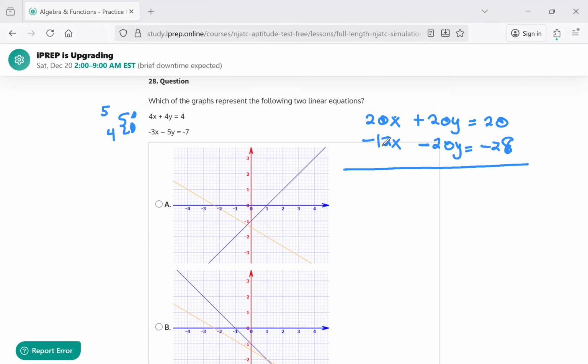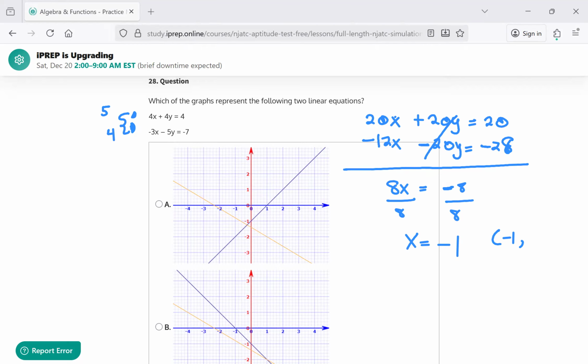Okay, add them up. Well, 20x minus 12x is 8x. The y's cancel, that's what we want. And then what's 20 minus 28? That is negative 8. Divide this by 8. Divide this by 8. You get x equals negative 1. So you have an x coordinate of negative 1.